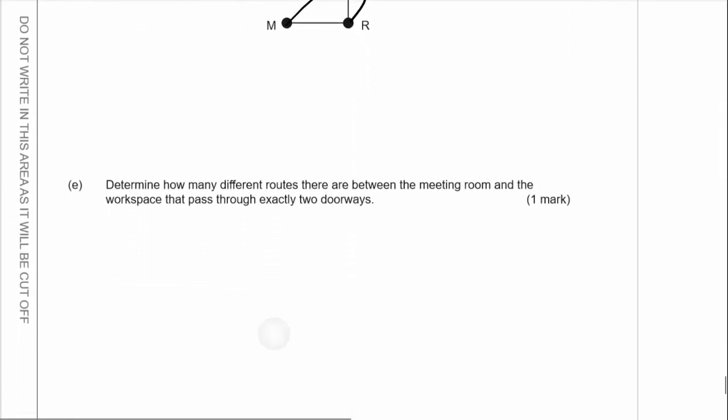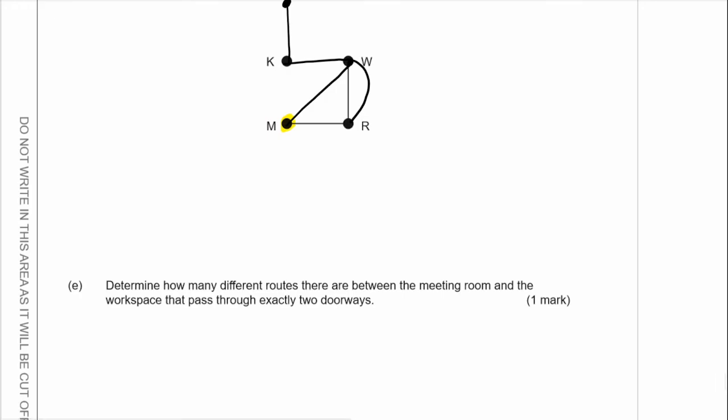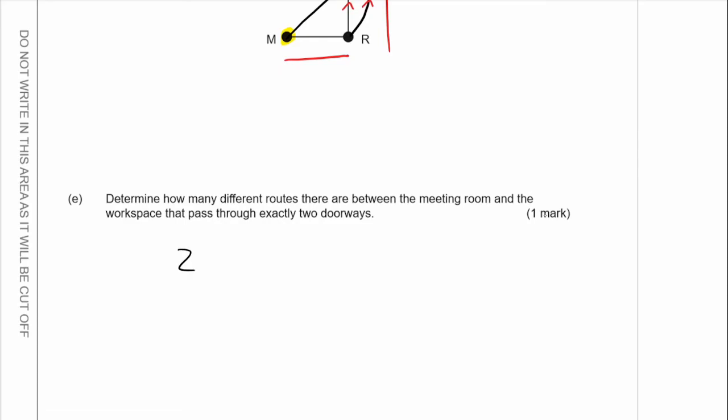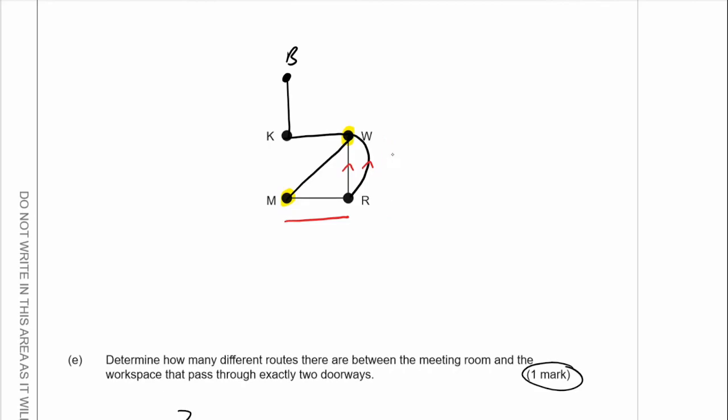Right, determine how many different routes there are between the meeting room and the workspace that pass through exactly 2 doorways. So the meeting room is M and the workspace is W. So we could go from M to R and then R to W. That's one way. But there's two ways we can get from R to W. So the total number of paths is 2. Now this is only worth 1 mark, so they're only looking for the 2 there. And we'll get rid of this stuff over here.